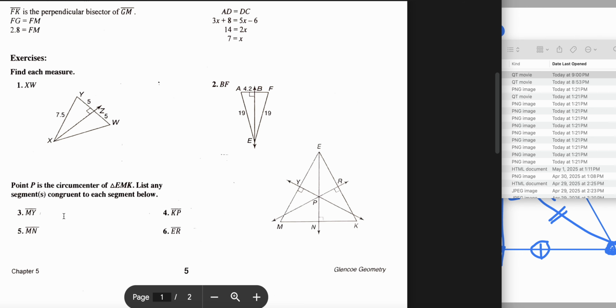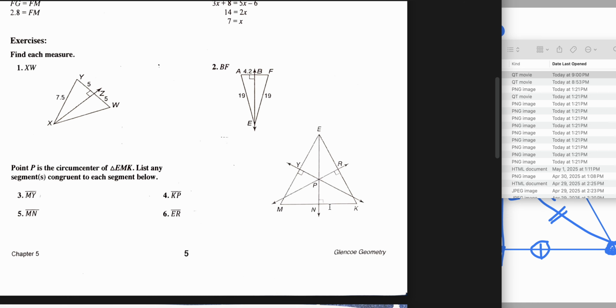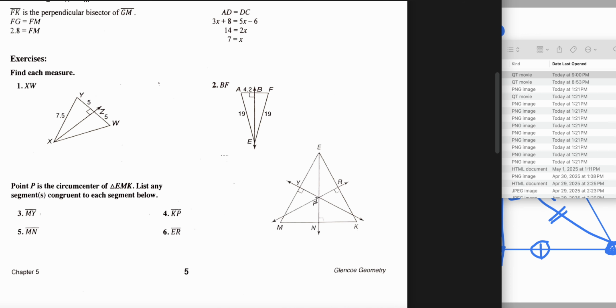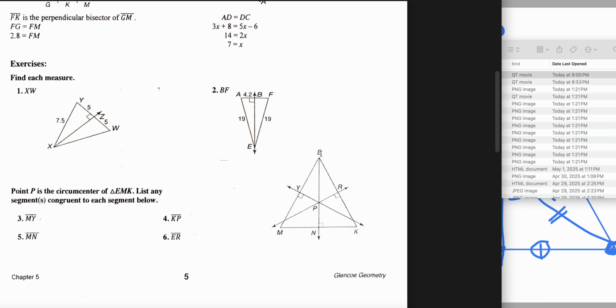So that's going to help you answer all of these questions here, but now we're at question number 4, KP. So KP is not drawn on the figure, but it's the segment from the circumcenter to the vertex K. Now, we know that the circumcenter is equidistant to all of the vertices. So that means PM, which is also not drawn on the figure, is congruent to PK. And those two are also congruent to EP. Right? EP is also from the circumcenter to a vertex of the triangle.